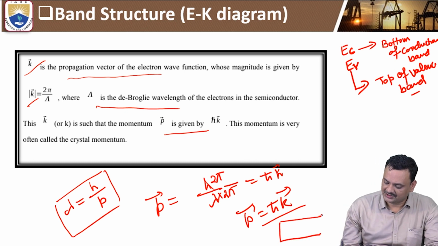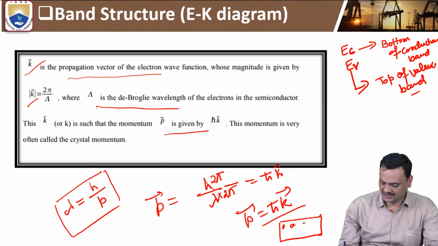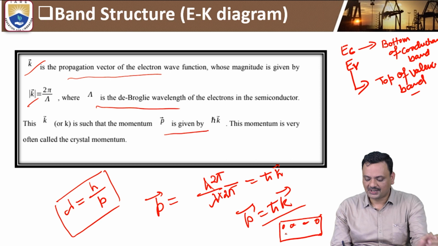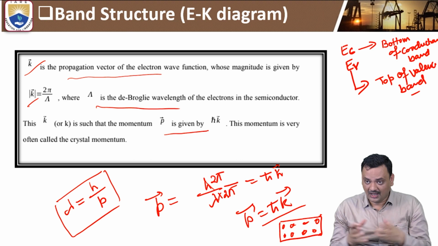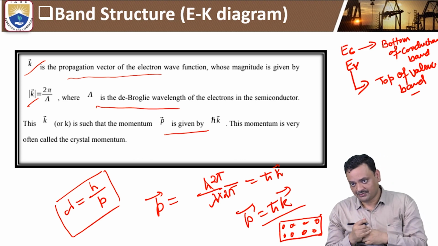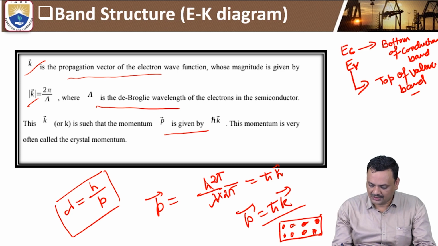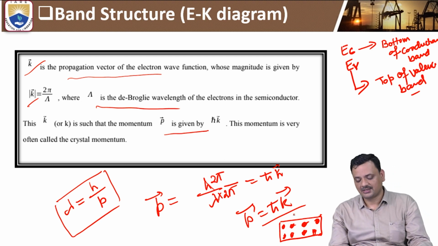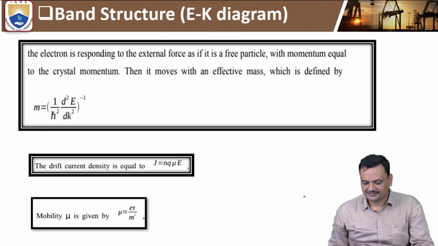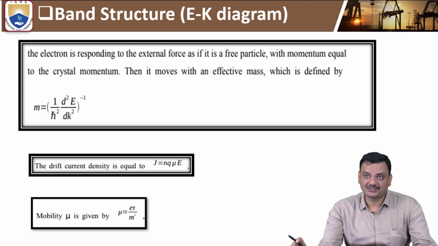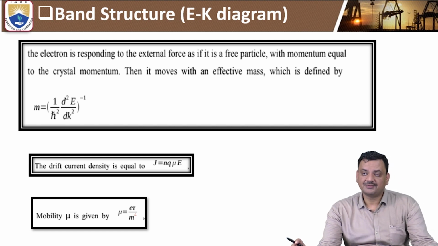Means for any specimen, a specimen means a small portion of your semiconductor crystal structure, which you are using for observation and for device application. So that is your specimen. In terms of wave vector k, the crystal momentum is h cross k. And the electron responds to the external force as if it is a free particle.